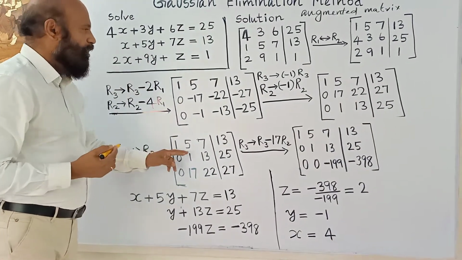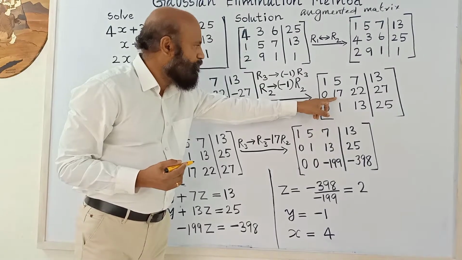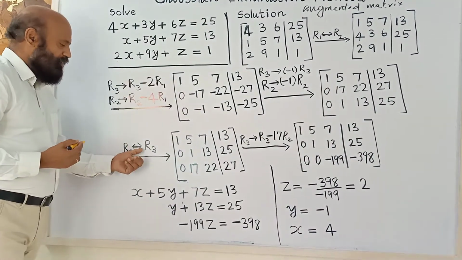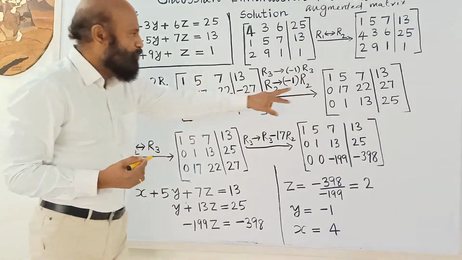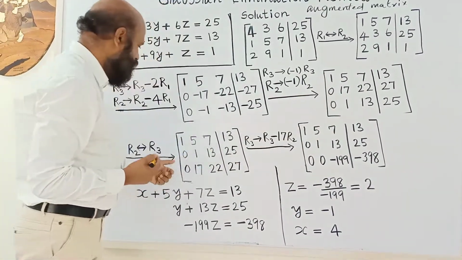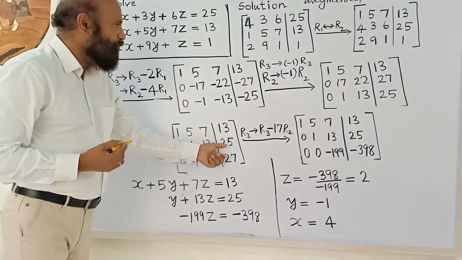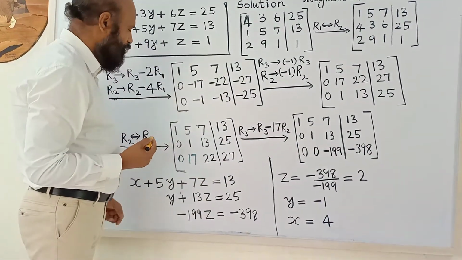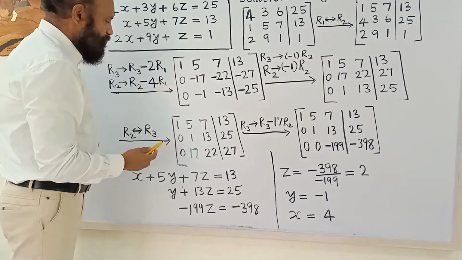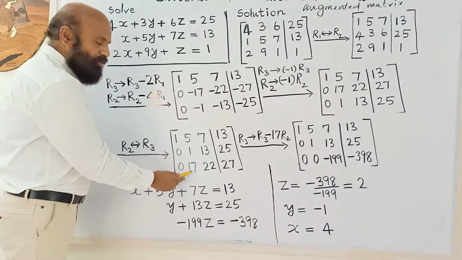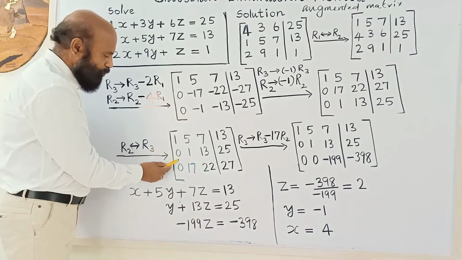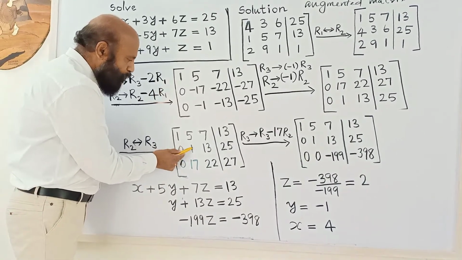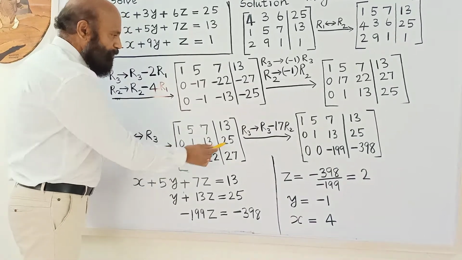Next I will make it 1 here. That means this is to be interchanged. So the second row is interchanged with the third row. These two you interchange. So this is 0, 1, 13, 25. Then this you write as the third row. Next, here I want 0 below this 1. Here it should be 0. So this row you fully multiply by 17 and subtract from the third row.